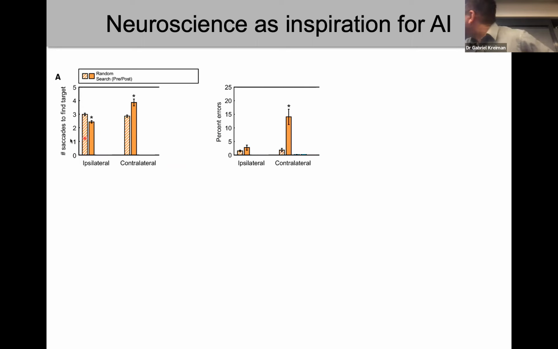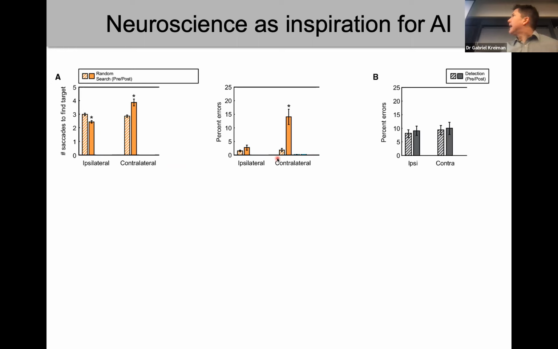And the same thing happens here in terms of the number of saccades. So in this case, a lower number of saccades means better, a lower number of errors is better. And this is what happens in the detection case. Remember, in the detection case, there's a single object. The monkeys are not doing visual search.